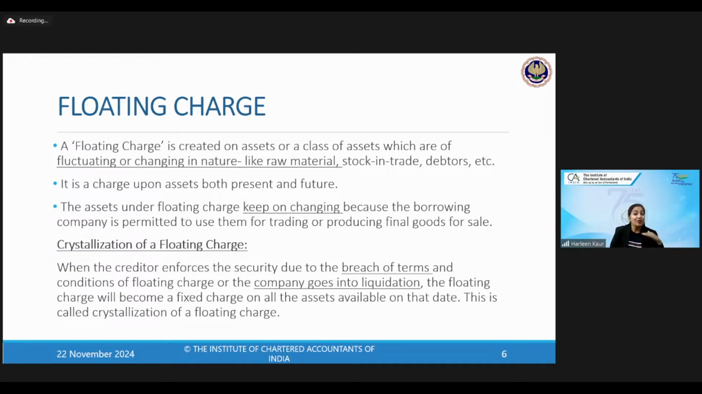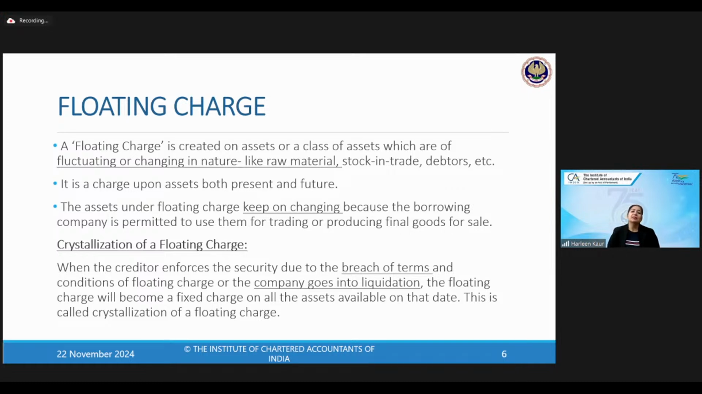So you don't have to worry about the creation of charge. That's what I started saying in this chapter. You don't have to worry about how the charge is created, or whether security has been fully given. Bank never gives you money without getting secure. But yes, a charge can be a fixed charge or a floating charge. And when the bank feels unsecured, then crystallization of floating charges happens.